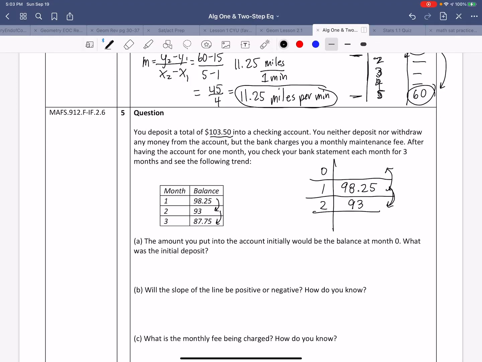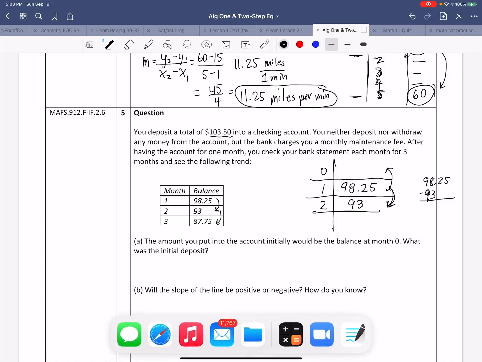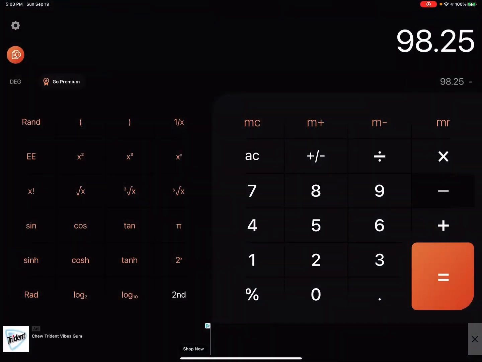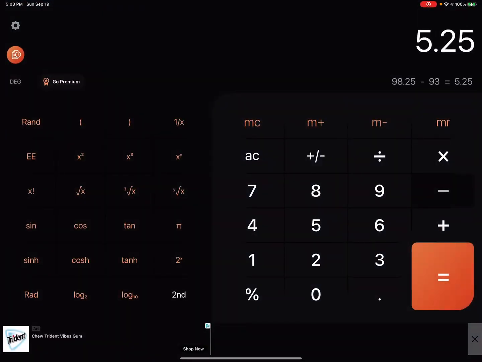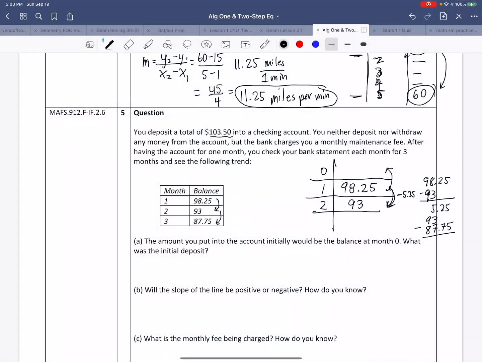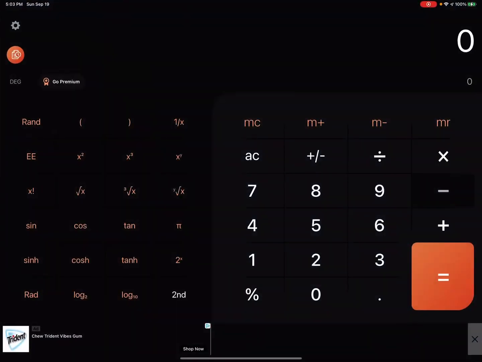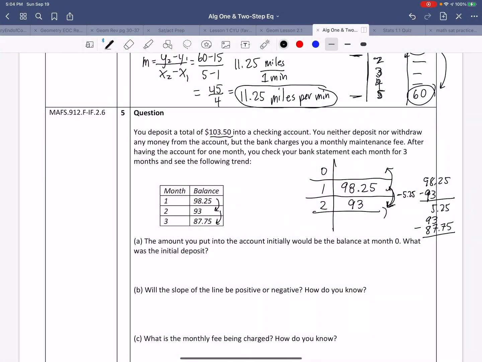So when we look forward to figure out how much, I'm just subtracting, right? 98.25 minus 93. So it looks like $5.25. So here they're subtracting $5.25. So if we do that again, what is 93 take away 87.75? Let me check this out. 93 minus 87.75 is $5.25. So there is definitely a pattern. It looks like they're subtracting $5.25 each time. It seems as if they're taking that money out of my account. Not too happy about it.